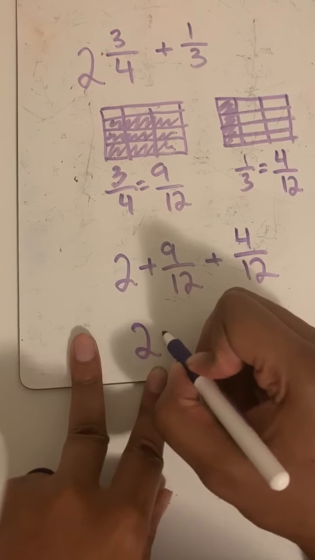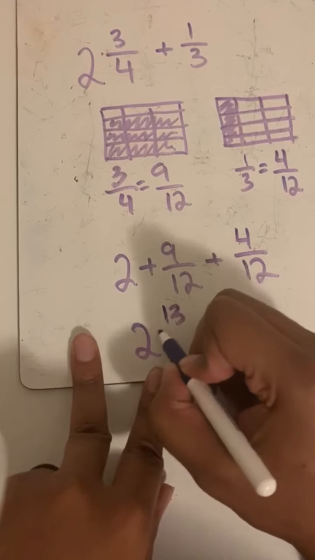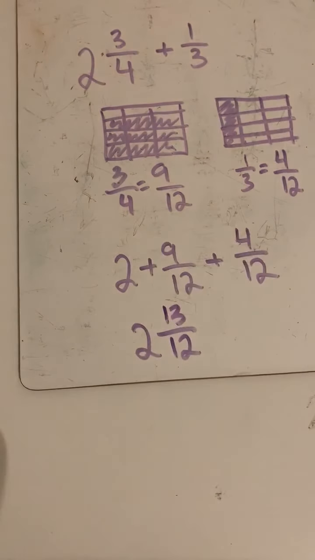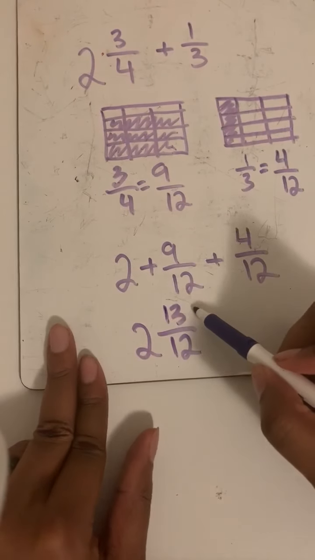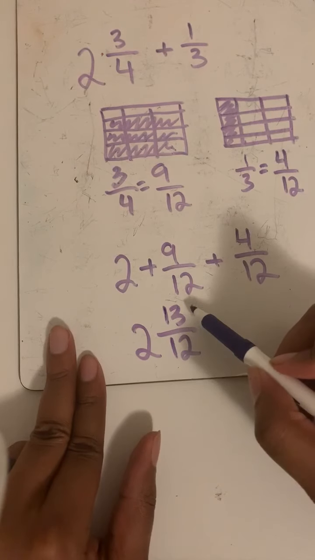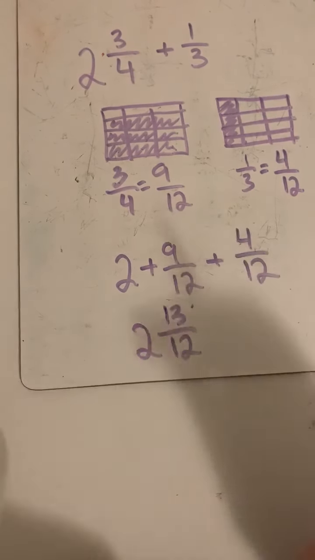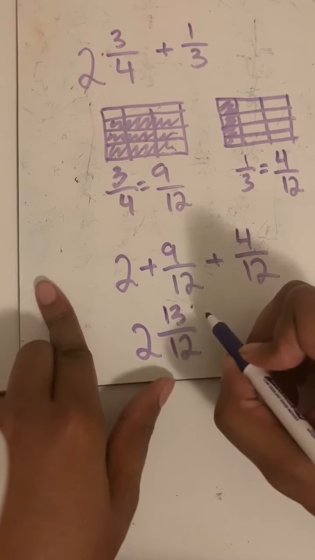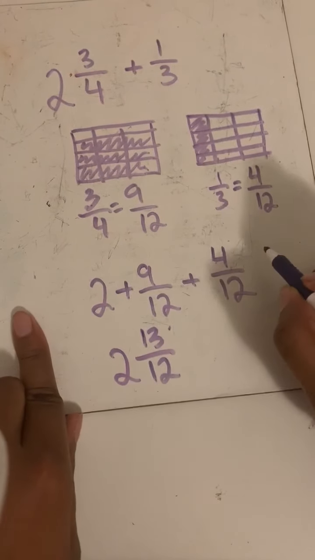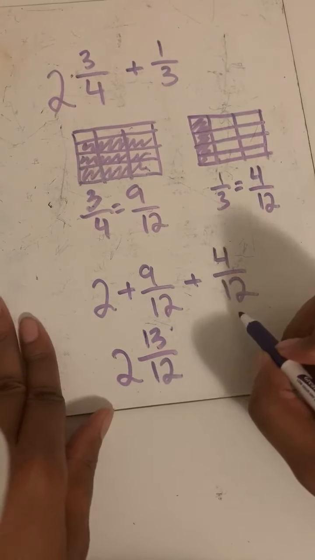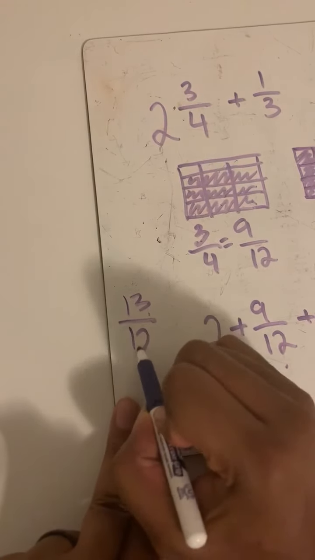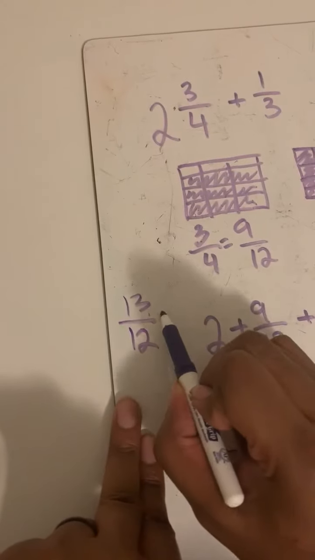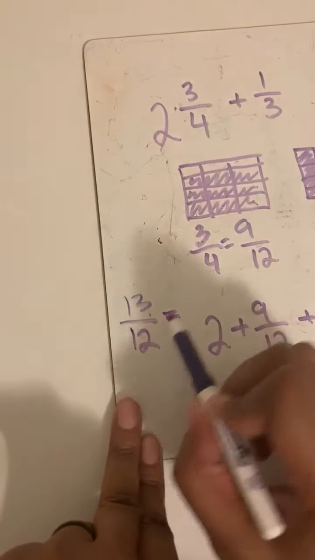So that's 2 and 13/12. Now, this is known as an improper fraction. We don't really want to work with improper fractions. So what do we do? Look at this 13/12. What is 13/12 equivalent to? Well, think about it. I can do 12/12 plus what?